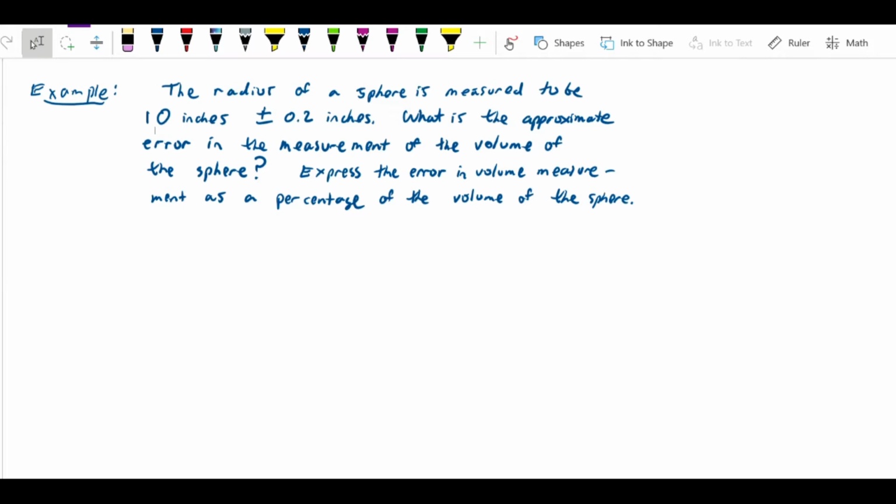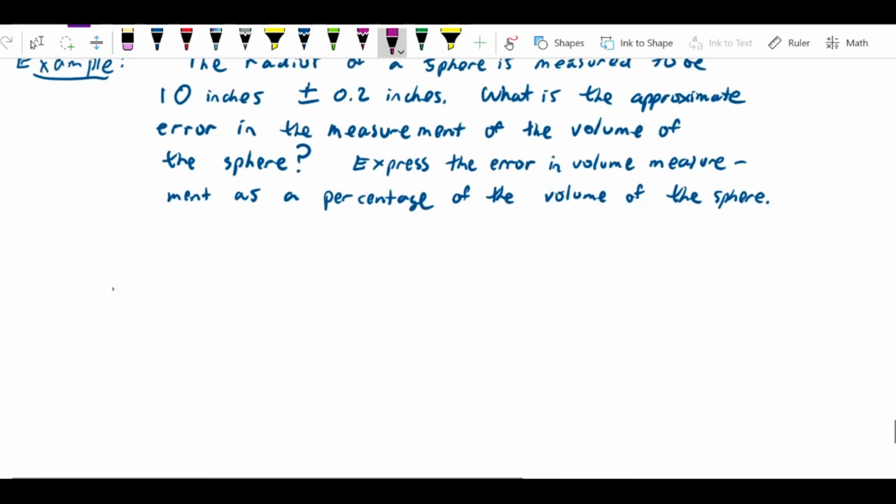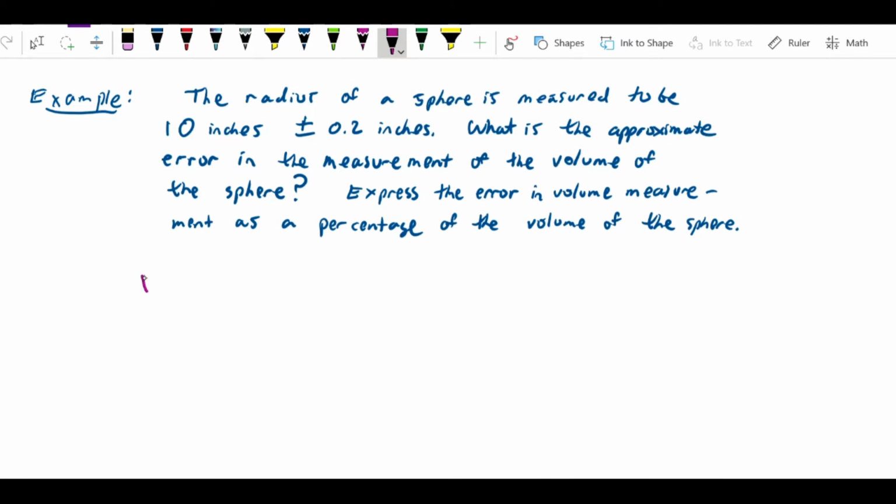So let's suppose that I measure the radius of a sphere to be 10 inches plus or minus 0.2 inches. So I'm allowing for the possibility that I'm off by 0.2 inches in the measurement. The question is, if this is how much error I allow in the measurement of the radius, how much error in the measurement of the volume does this translate to? The way you'd approach this is you want to write the volume in terms of the radius. Now we know from earlier problems, as well as from earlier courses, that volume is equal to 4/3 pi r cubed. That's the formula for the volume of a sphere.